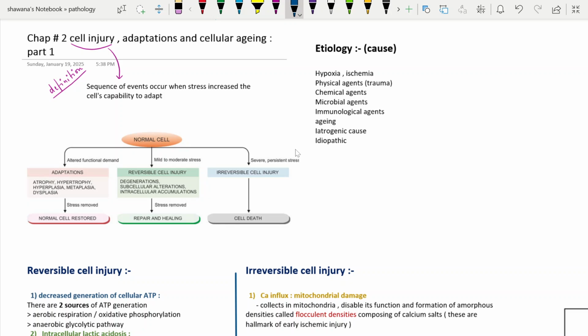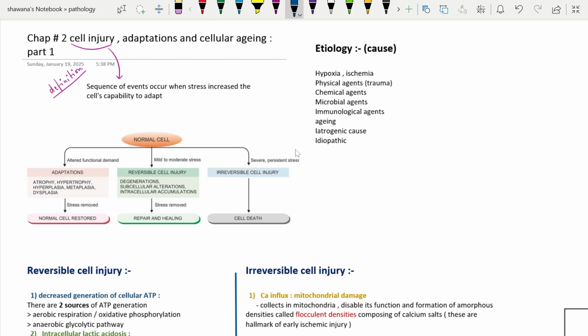Okay, let's get started. First of all, the definition of cell injury is a sequence of events that occur when the stress or the cause exceeds the cell's capability to adapt. If the cause is so strong or so stressful that the cell's capability to adapt is exceeded, it results in cell injury.